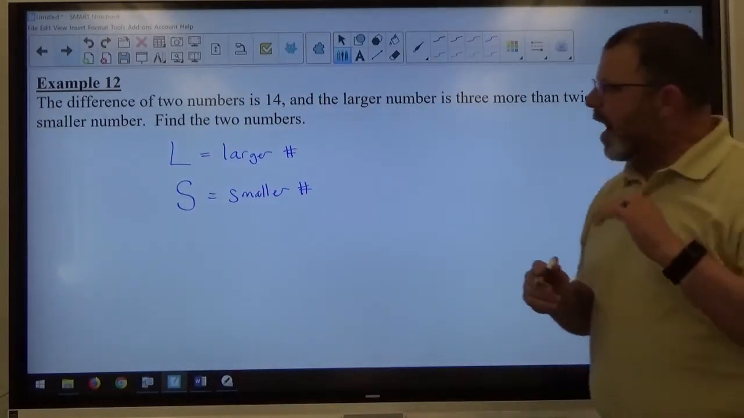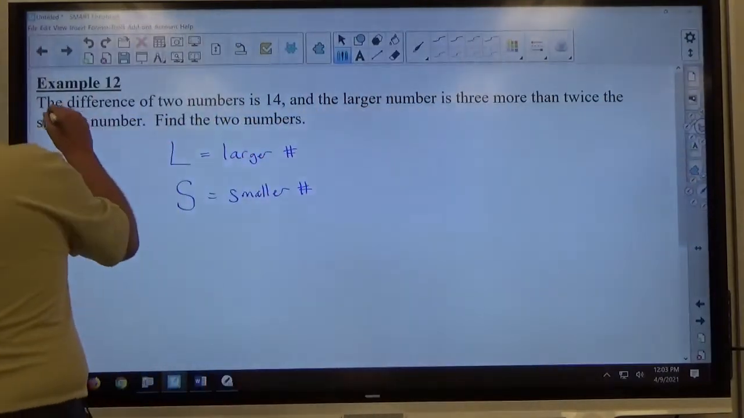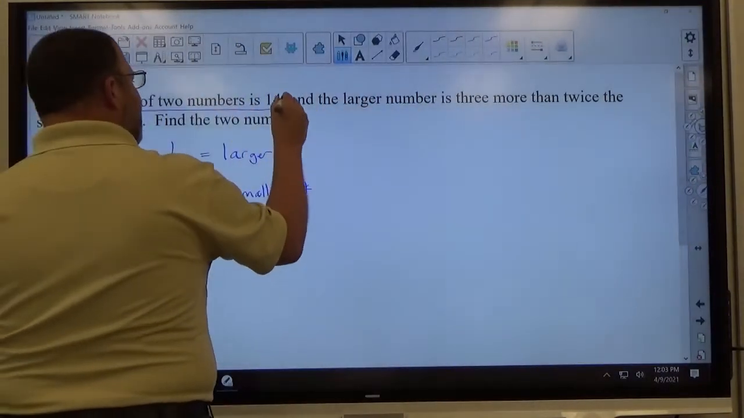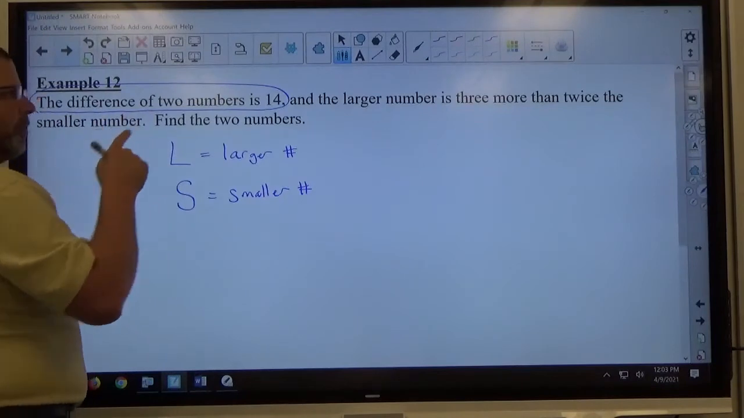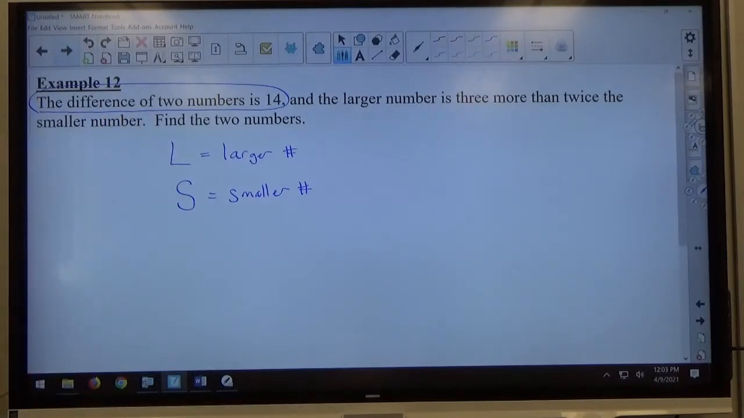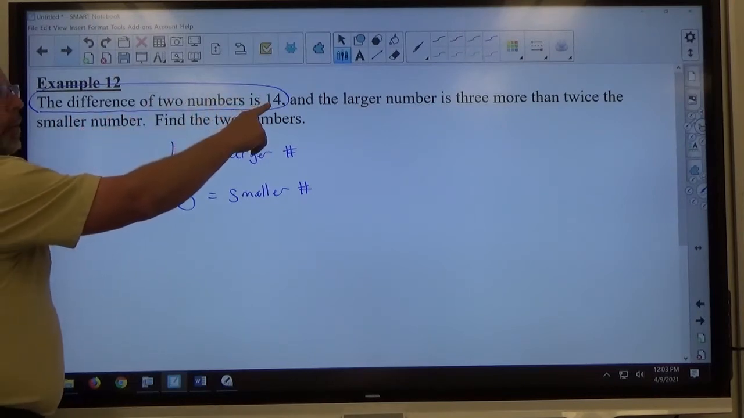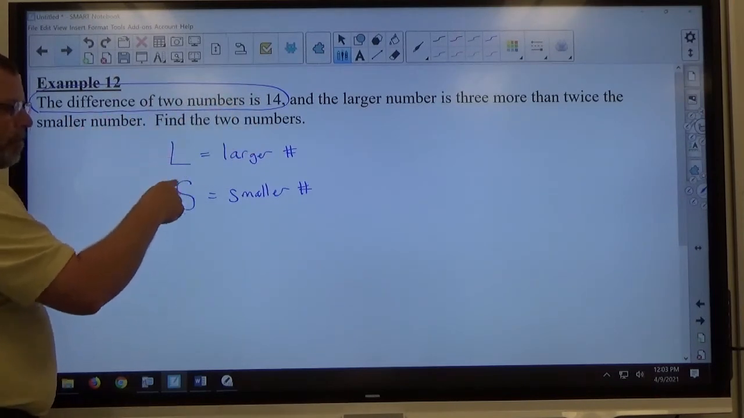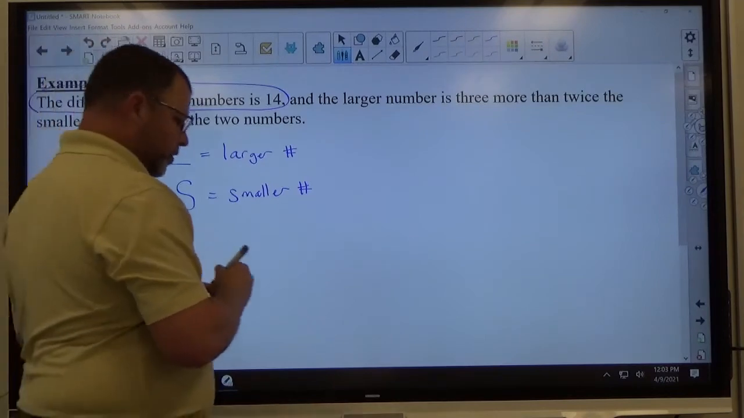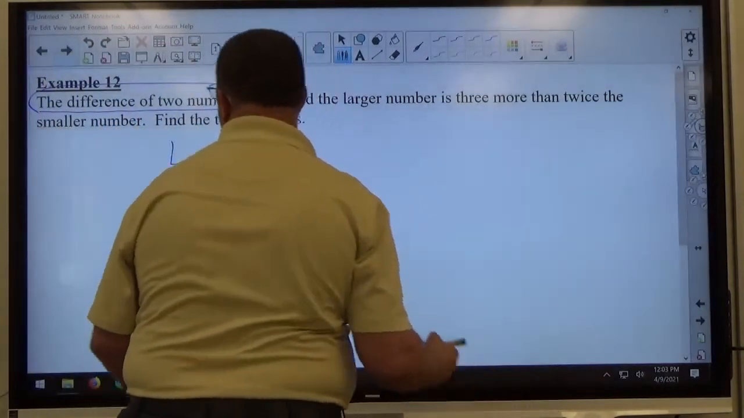So fact 1. The difference of two numbers is 14. Now, I've already made a statement here, and it matters about difference. With difference, subtraction order matters. If I did 4 minus 2, that is equal to positive 2; 2 minus 4 is equal to negative 2. So it's very important about the order of subtraction. Big minus small gets a positive, small minus big gets a negative. If the difference of two numbers is positive 14, that means I have to do the larger minus the smaller. So be careful that you do the right order when you do a difference.